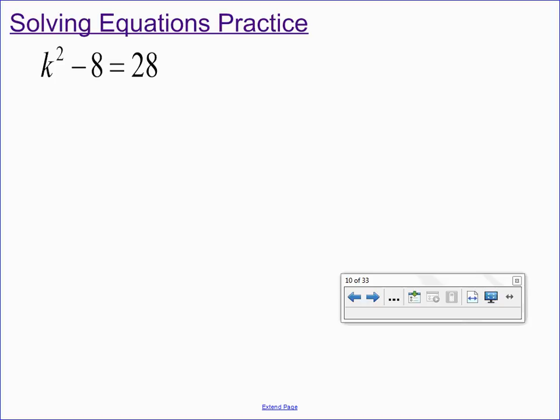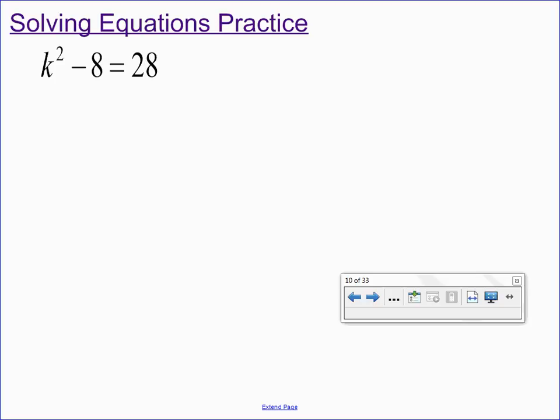What other type of equation could have multiple solutions? Taylor and Mark? Absolute value equations could have multiple solutions. So we're going to take a look at those in a little bit more detail today to make sure you can handle those. All right.